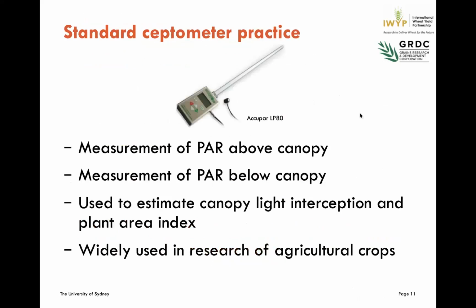So standard ceptometer practice, this up the top here is a ceptometer that probably most plant physiology labs around the world have in their supplies. And basically what we have is a light bar, which has light sensors underneath a diffuser. That's what you put into the canopy, and then you have a small quantum sensor which you hold above the canopy. And so with this device, we get a measurement of photosynthetically active radiation both above the canopy and below it. And from those two measurements, we can estimate canopy light interception and biomass traits such as plant area index or leaf area index. And as I mentioned, these tools are everywhere, and they're widely used in the research of agricultural crops.